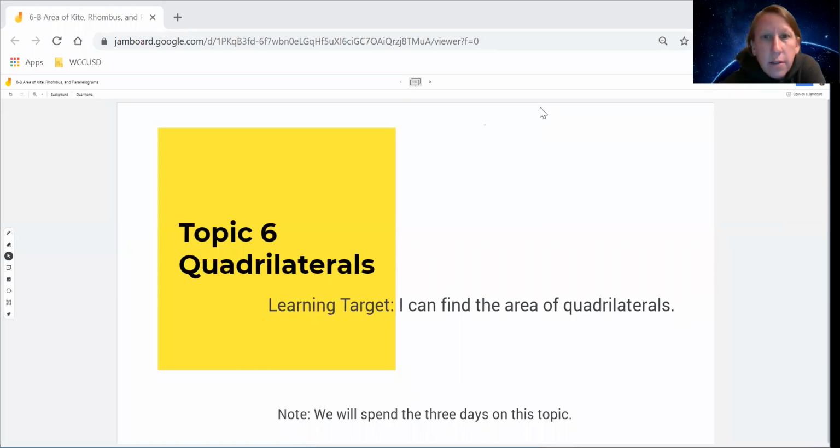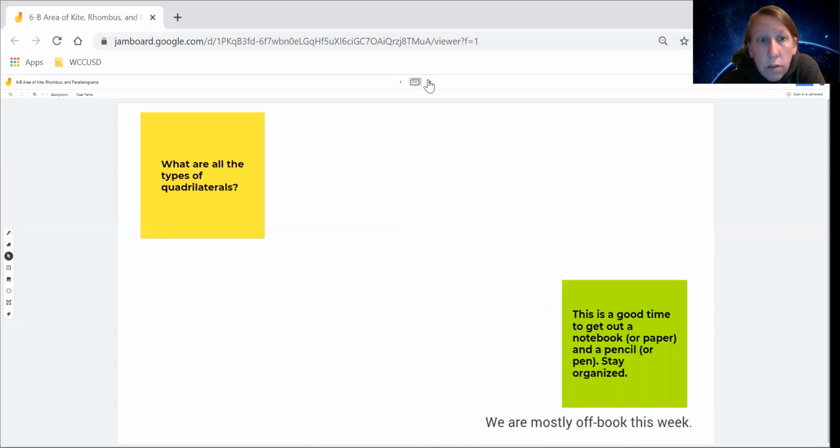Hello, students. We're continuing to talk about areas of quadrilaterals. What are some of the quadrilaterals? We've talked about some. We talked about squares, not triangles. We talked about rectangles. What are some of the other ones that we've come up with?